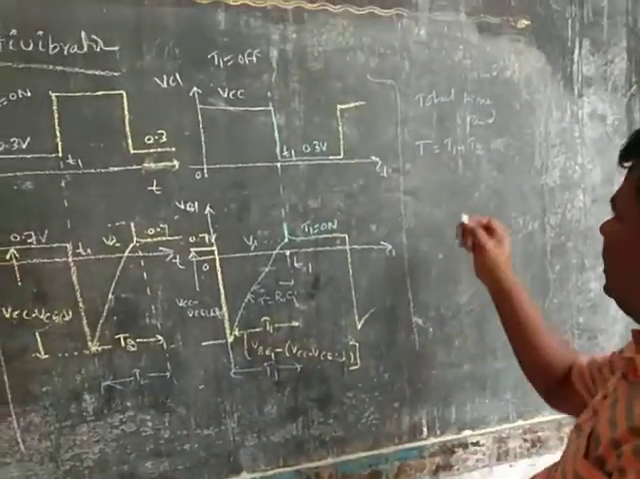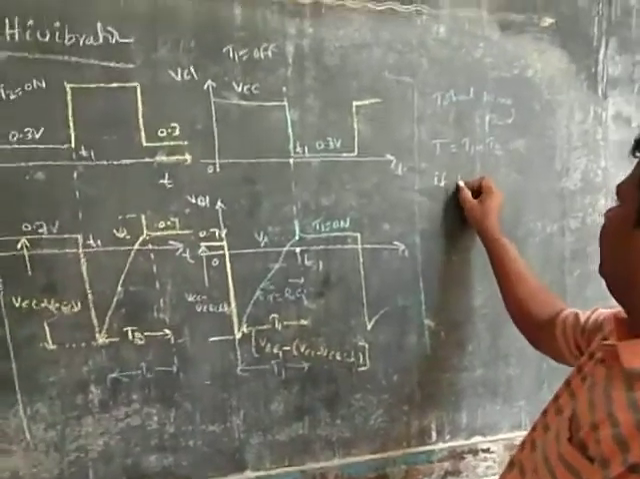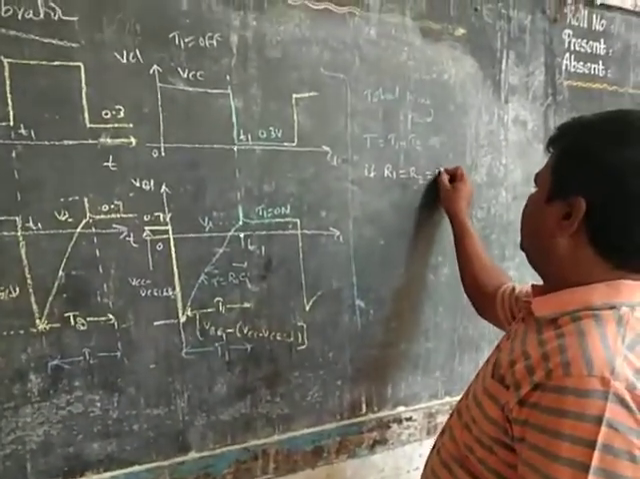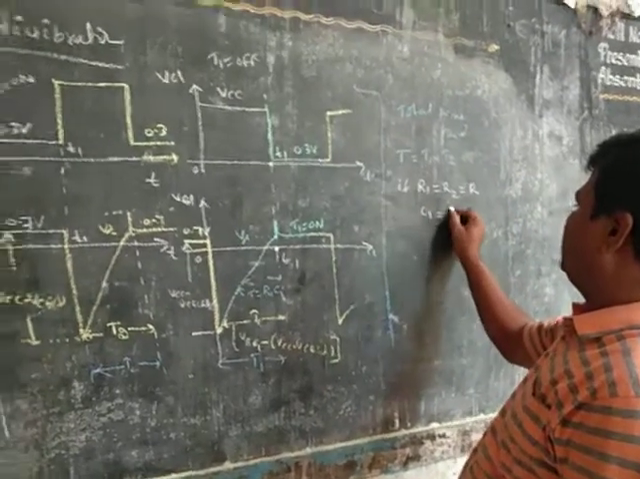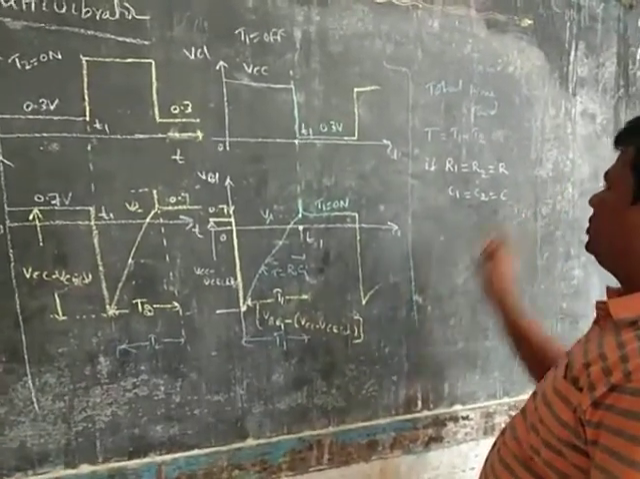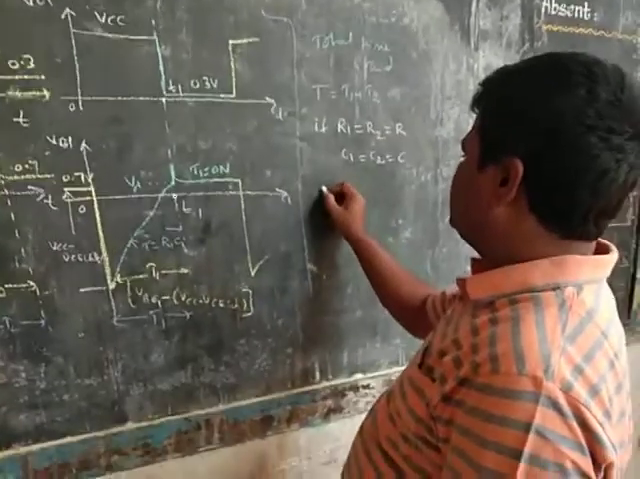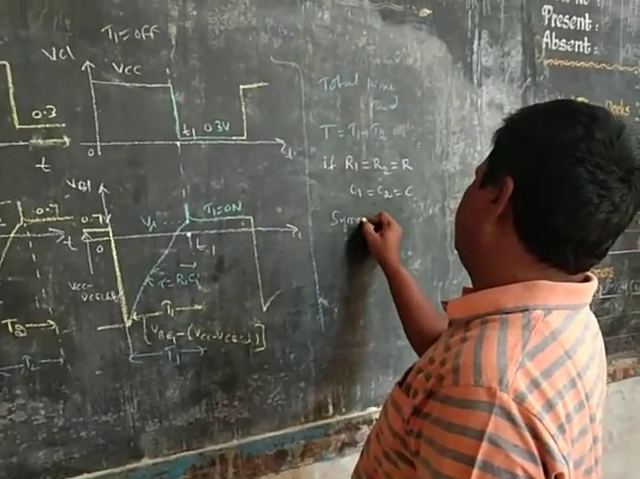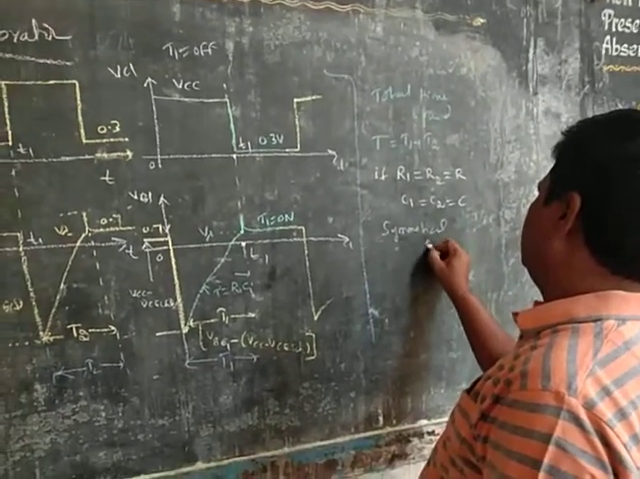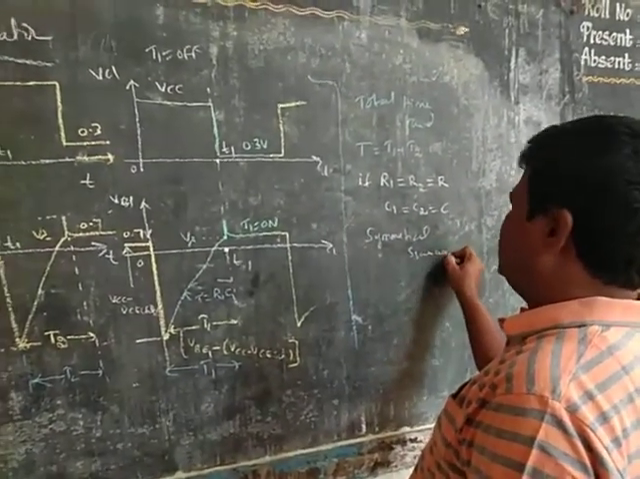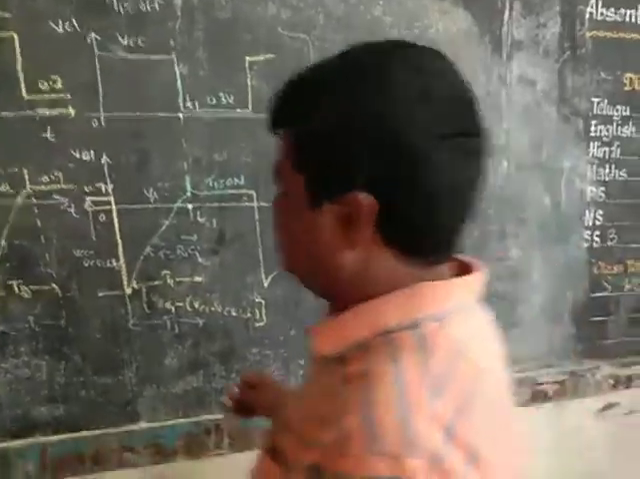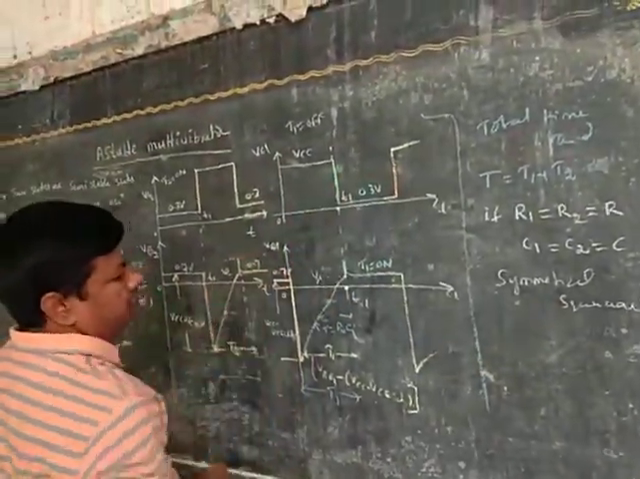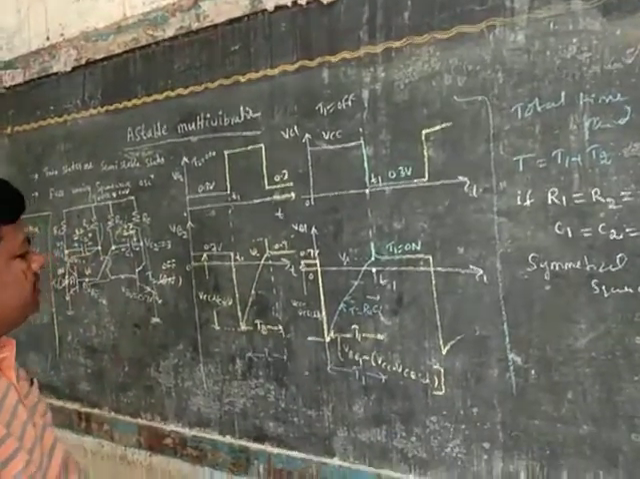If it is symmetrical, if R1 is equal to R2 is equal to R, C1 is equal to C2 is equal to C, then it will generate a symmetrical square wave. Observe the collector waveforms, it is a square wave. So it is a free running oscillator.